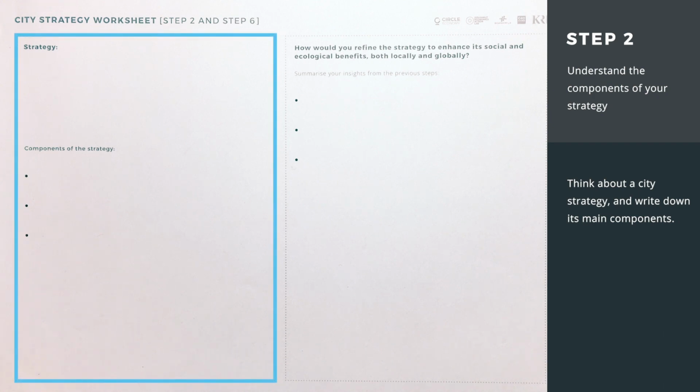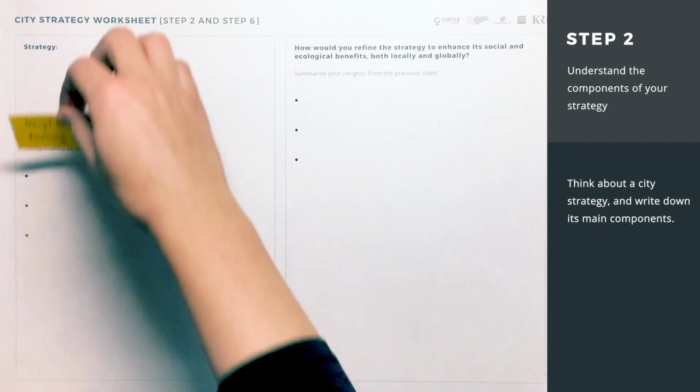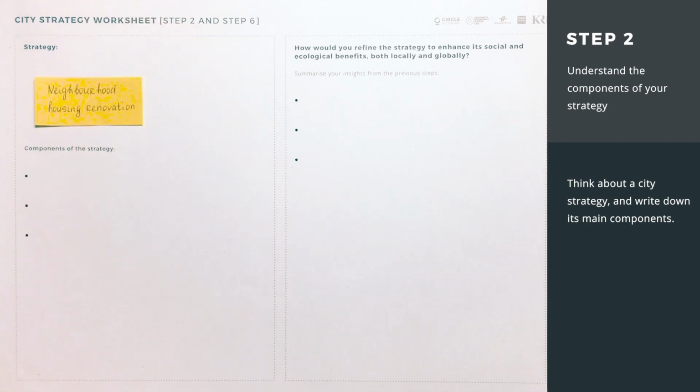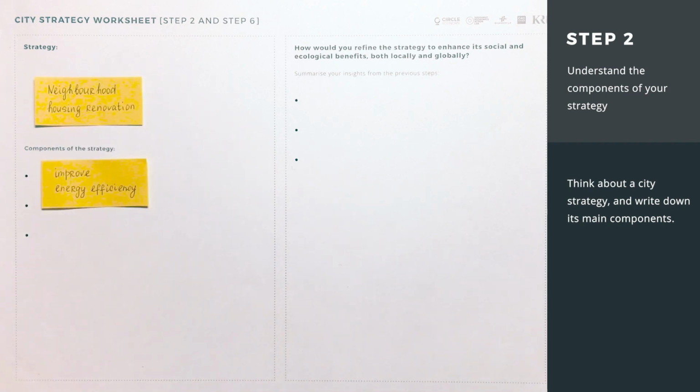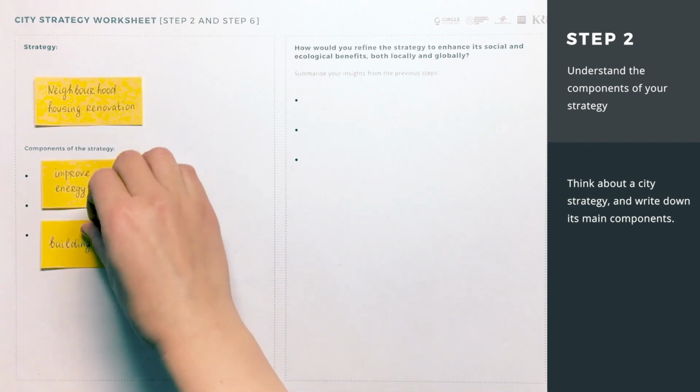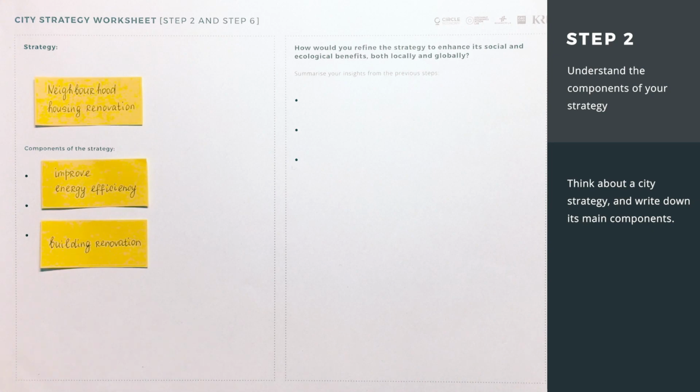So let's run through a hypothetical example. Let's say that my city is looking to renovate buildings in a residential area of the city. So I'll note down these key components of the strategy, noting that it's focused on improving energy efficiencies through the renovation of buildings in a residential neighbourhood.